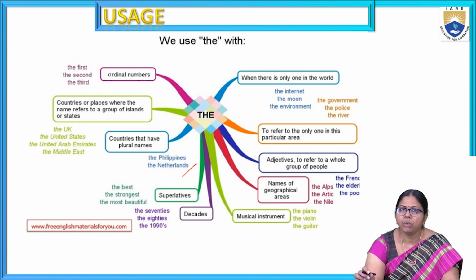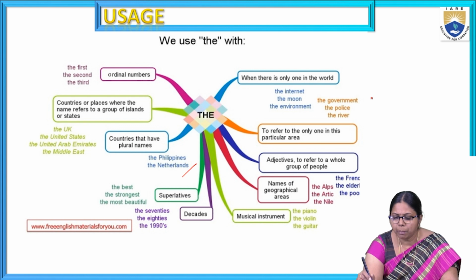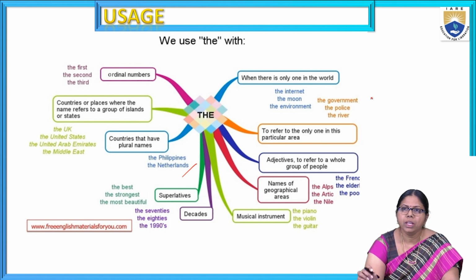So when only one exists in a particular area, like the government, the police, the river, only one of its kind exists in that particular place. Before the names of such places we use the.